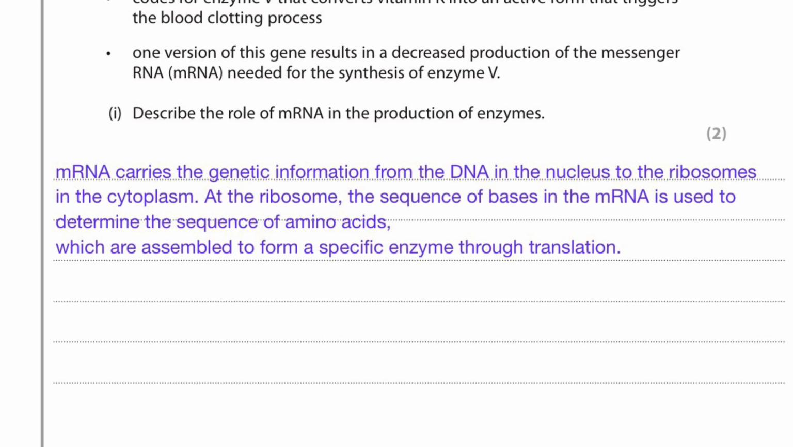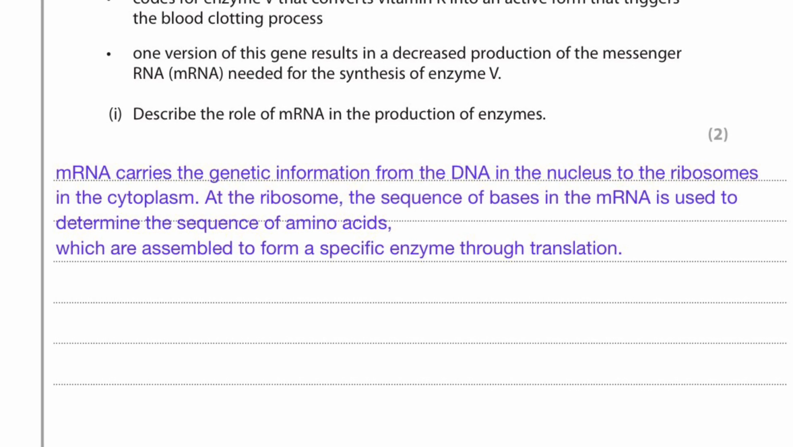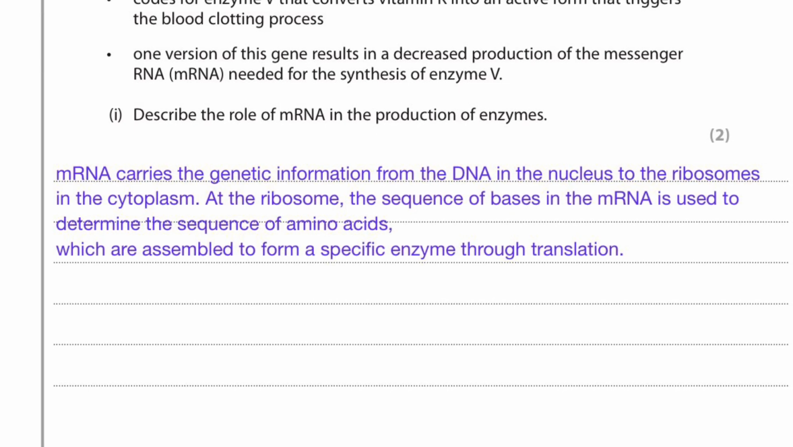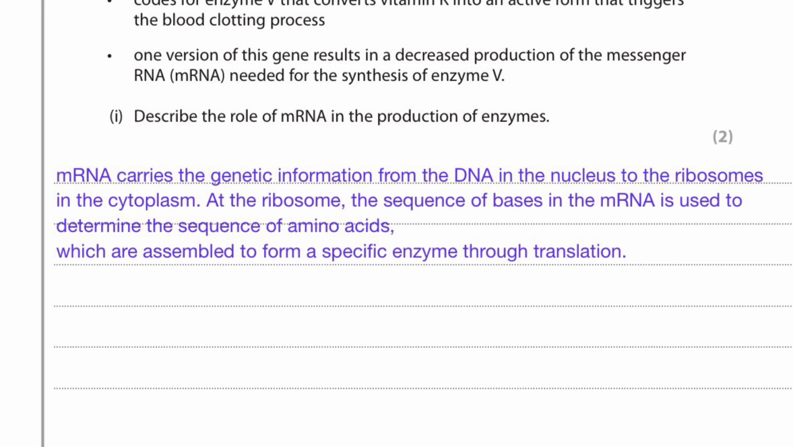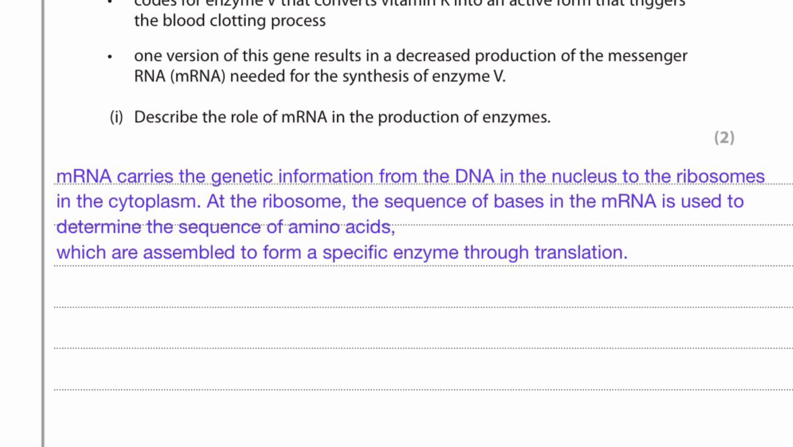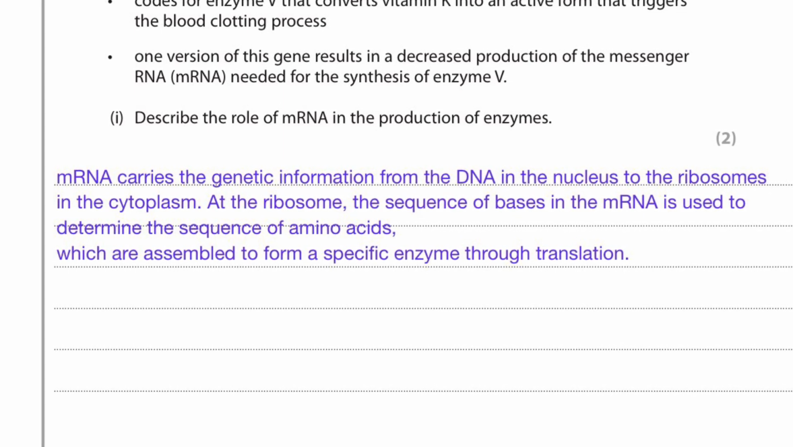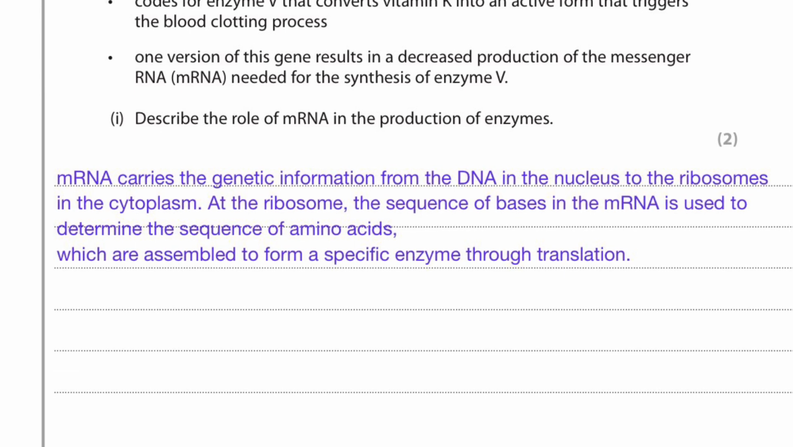So I said, mRNA carries the genetic information from the DNA in the nucleus to the ribosomes in the cytoplasm. At the ribosome, the sequence of bases in the mRNA is used to determine the sequence of amino acids, which are assembled to form a specific enzyme through translation.